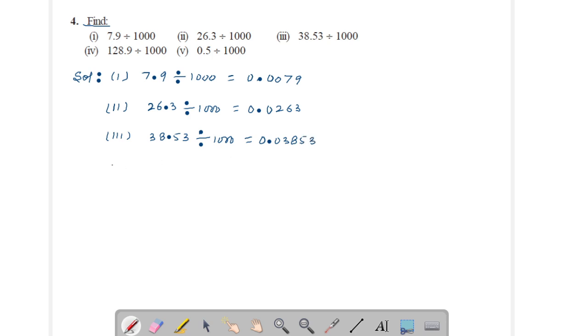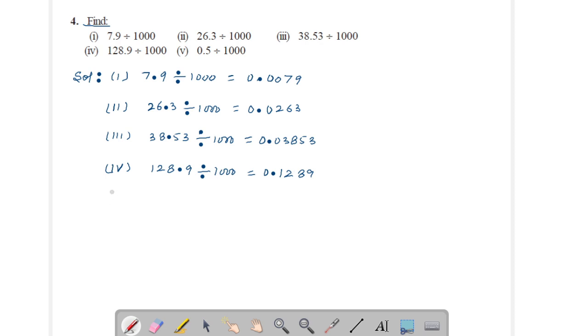Now the fourth part. It is 128.9 divided by 1000. In 1000 there are 3 zeros. Therefore, the decimal will shift towards the left hand side 3 digits. This can be written as 0.1289. This is your answer.